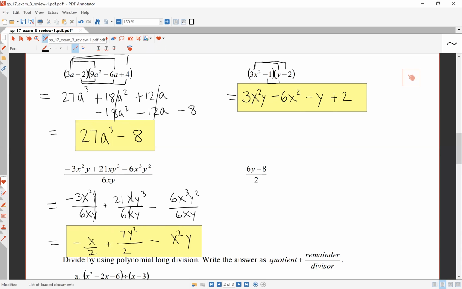6y minus 8 divided by 2. We distribute the 2 to both terms. 6 over 2 is 3, leaving us with 3y, minus 8 over 2 is 4, so 3y minus 4.